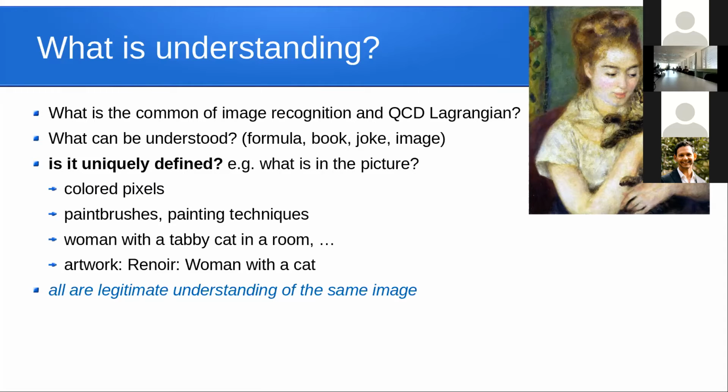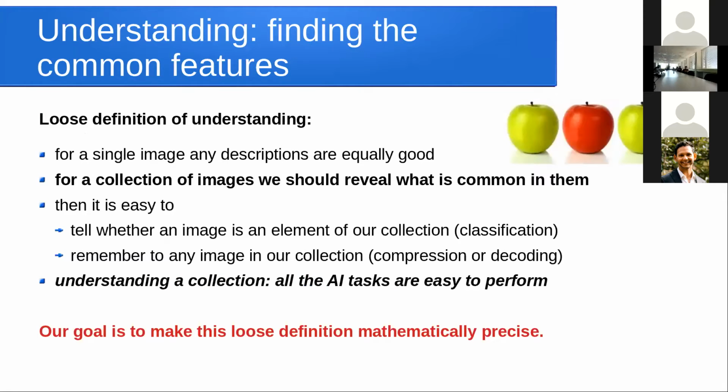Now the problem: these are all legitimate understandings of the same image. When does the difference come? The difference comes when we have a lot of images, a collection or a set of images. Then the different approaches make a difference. So then we can try to loosely define understanding. As we have settled for a single image, any description is equally good. But for a collection of images, we should reveal what is common in all of the images. And these common features provide us the notion of understanding.